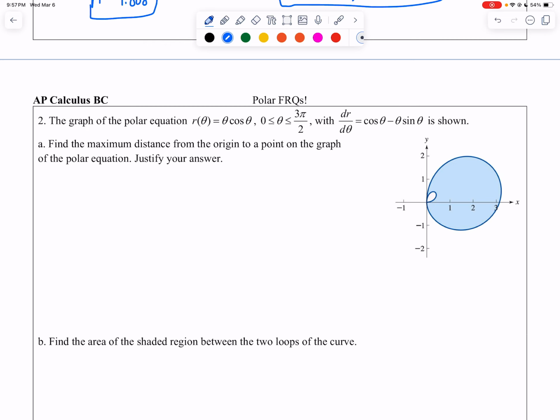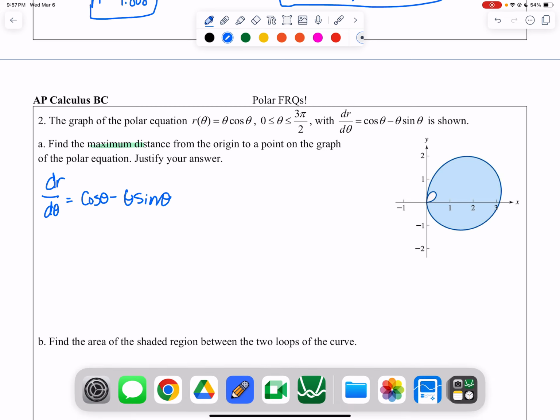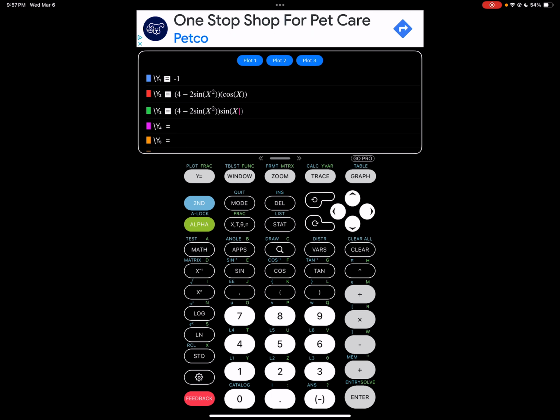So it's asking us for a maximum. Whenever we are thinking about maximums, we are taking the derivative. Here, they already gave us the derivative, so that's great. And what we're going to do with this derivative is essentially set this equal to 0 and find where it is between 0 and 3 pi over 2. So that's what I'm going to do here.